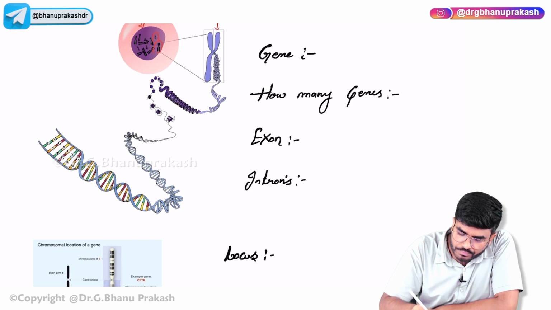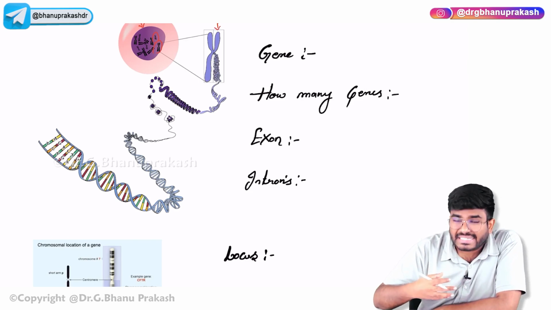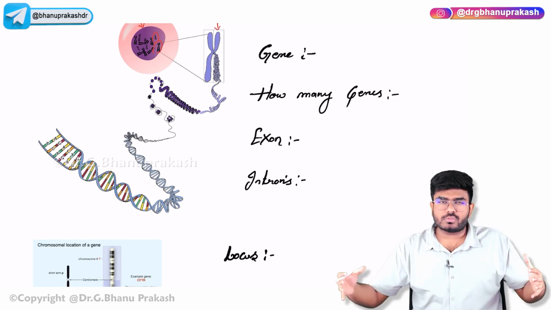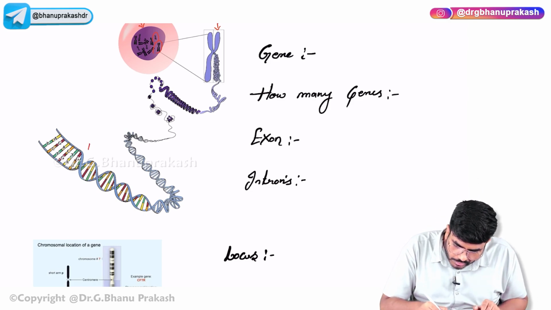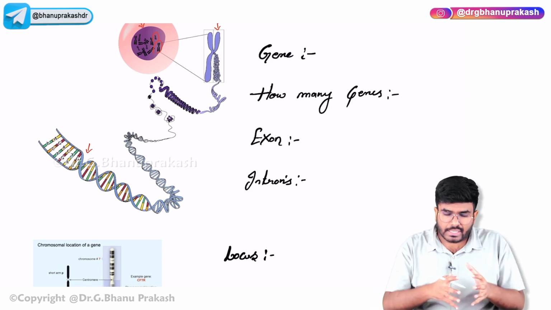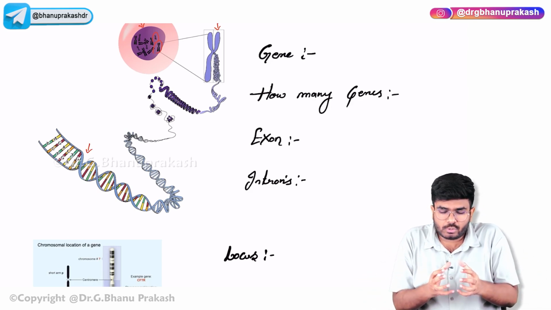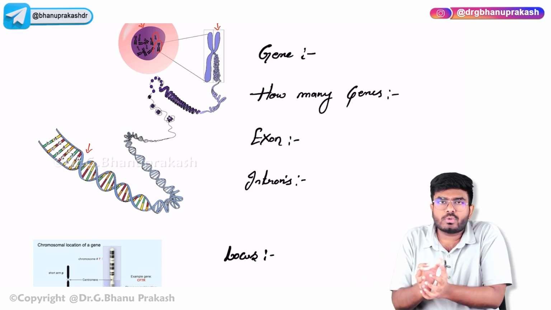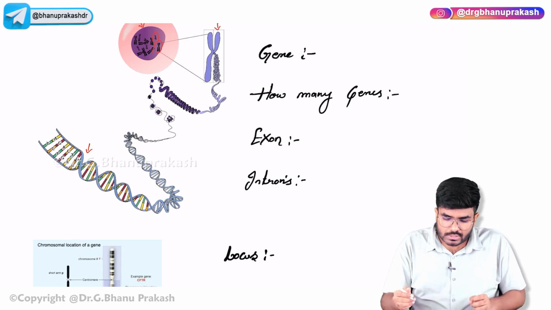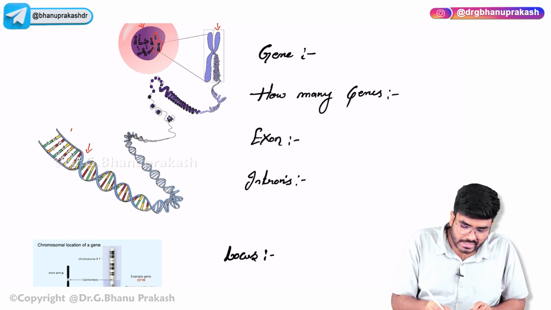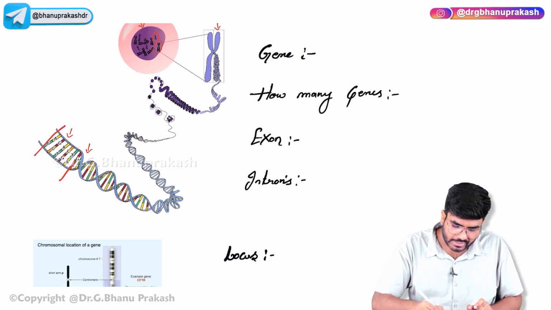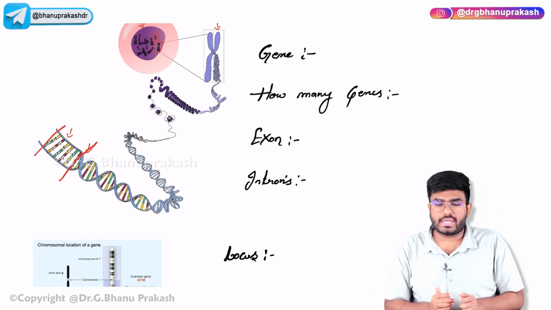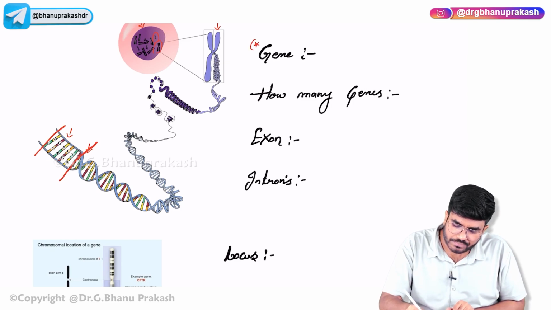Now let's take a chromosome. If you just decondense it, if you just open the chromosome, what do you have? You are going to have the chromatin, and at the end of the day, you are going to have this DNA. This DNA is compressed into the chromatin, and the chromatin forms the chromosome, right? So in this DNA, what do you have? A segment of a DNA, or a series of nucleotides, is called a gene, okay?